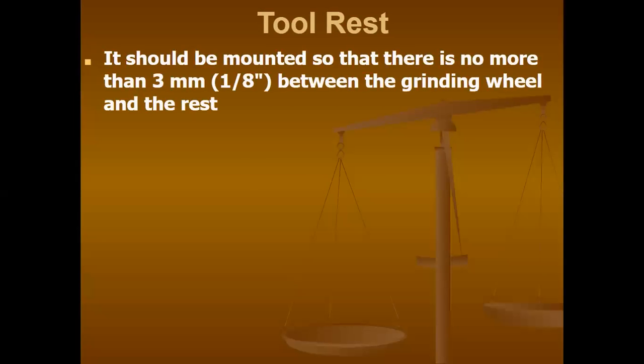So it should be mounted, we're talking the tool rest here, so that there is no more than 3 millimeters or 1/8 of an inch between the grinding wheel and the rest. This is to prevent your pieces from being sucked down in between the wheel and the rest, to avoid fingers from sliding into that space, or any other things, even gloves. We should never be wearing gloves when we are working on something like a rotating piece of equipment like this.